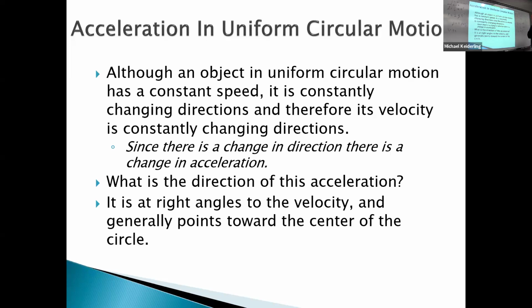When the acceleration and the velocity are in the same direction, you speed up. When they're in opposite directions, you slow down. If it's at right angles, you just turn and your speed doesn't change. It will be at right angles to the velocity and it will point towards the center of the circle. So the acceleration when I spin this around is straight towards the center.